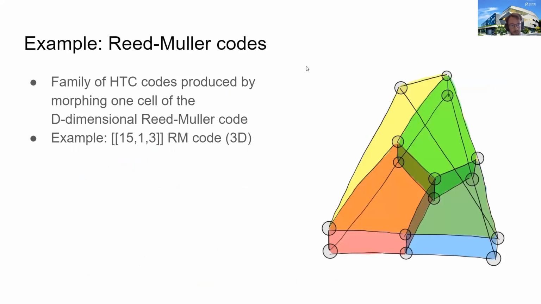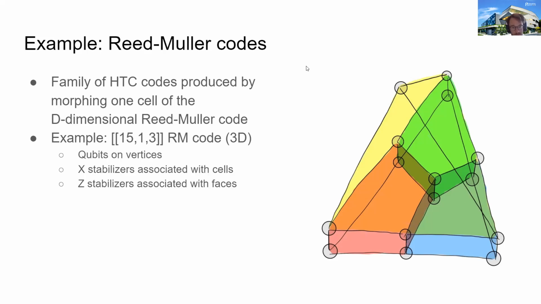Okay, so the final example I want to tell you about is what I think is a very nice example of a hybrid toric color code. We can make a family of such codes, and we can build them from the d-dimensional Reed-Muller code. Just as an example, there's this reasonably famous 15-1-3 Reed-Muller code, which can itself be understood as a color code. This has actually already been shown in Thomas's talk as well, but I'll recap the definition of this code. We have qubits on the vertices, and then we have X stabilizers associated with the cells. Here there are 4 cells: 1 red, 1 blue, 1 green, and 1 yellow. And then the Z stabilizers are associated with the faces.